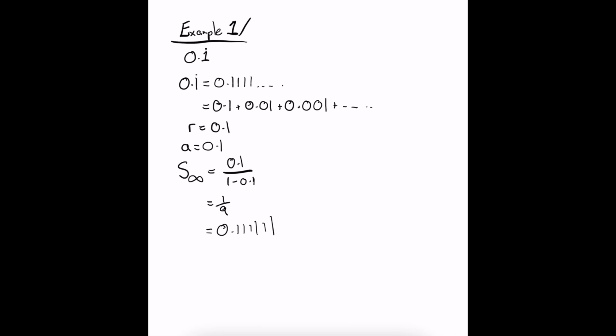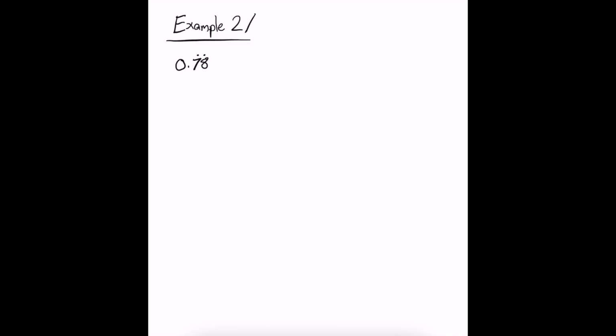And that's essentially how we go about checking our answer. So now let's take a look at a bit of a harder example. This next example asks us to convert 0.78 recurring to a fraction.